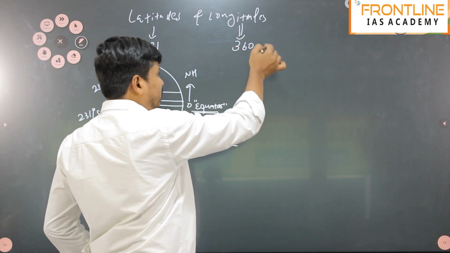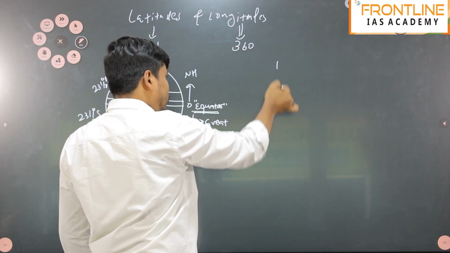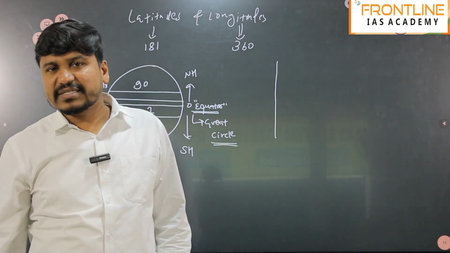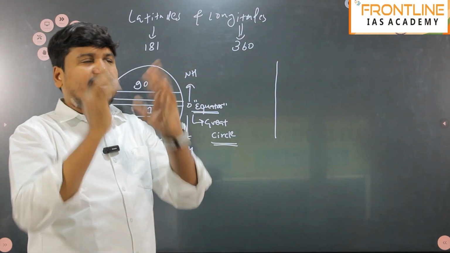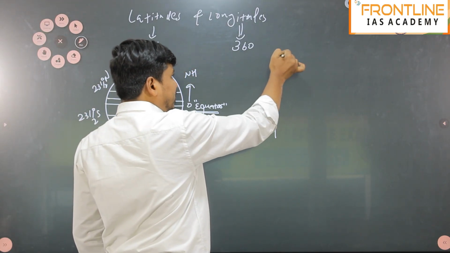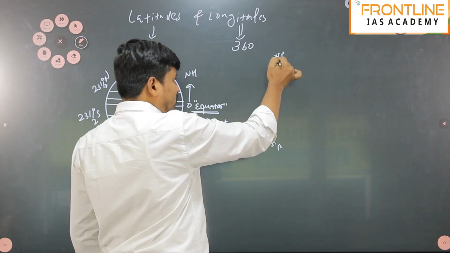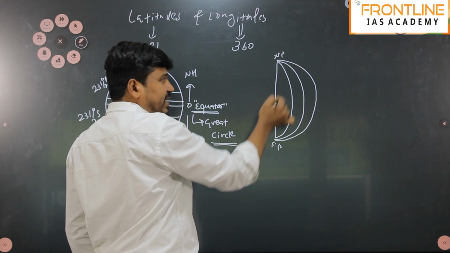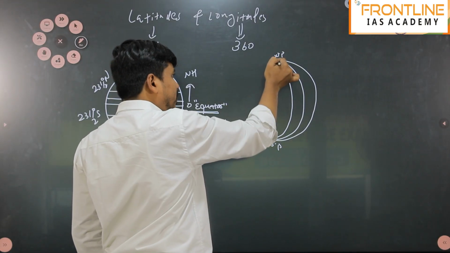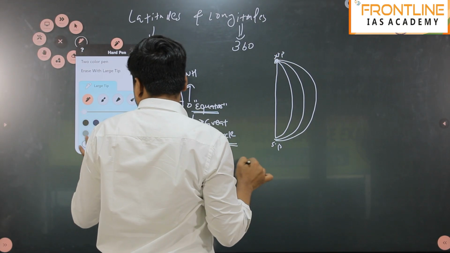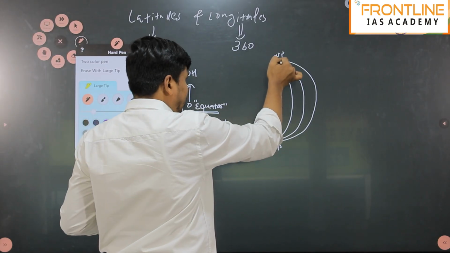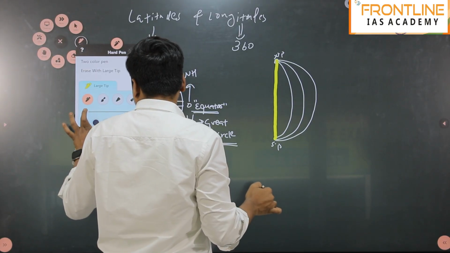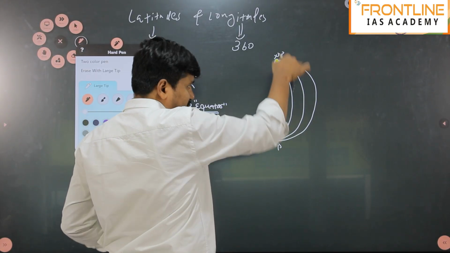And there are 360 longitudes, and longitudes are also imaginary lines in the 2D diagram, and they are semicircles on the 3D diagram. For example, this is the north pole, this is the south pole. Like that, these are the longitudes, these are the semicircles. They connect the north pole and south pole. And this central line is the GMT, Greenwich Meridian Time, right? And here latitudes are horizontal, these are vertical.